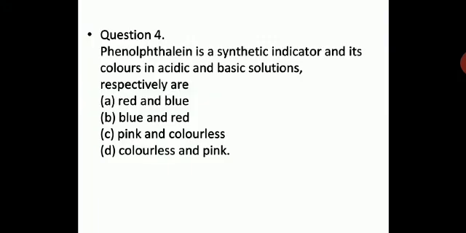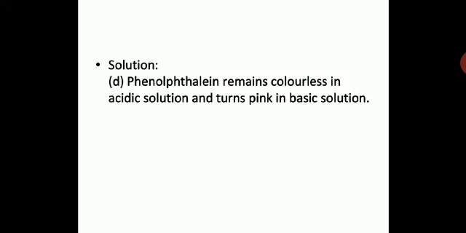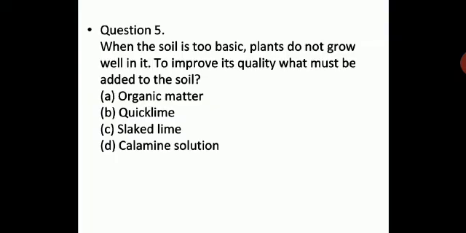Then you have question 4. Phenolphthalein is a synthetic indicator and its color in acidic and basic solutions respectively is. So you should know phenolphthalein is a very good indicator for a base. That much you know, then you can do this. First option red and blue, blue and red, next pink and colorless, colorless and pink. So you have to show the color change in acidic and basic solution. In basic solution, it will turn pink. It's a very good test it gives with the base. So phenolphthalein remains colorless in acidic solution and turns pink in basic solution. That is your option D.